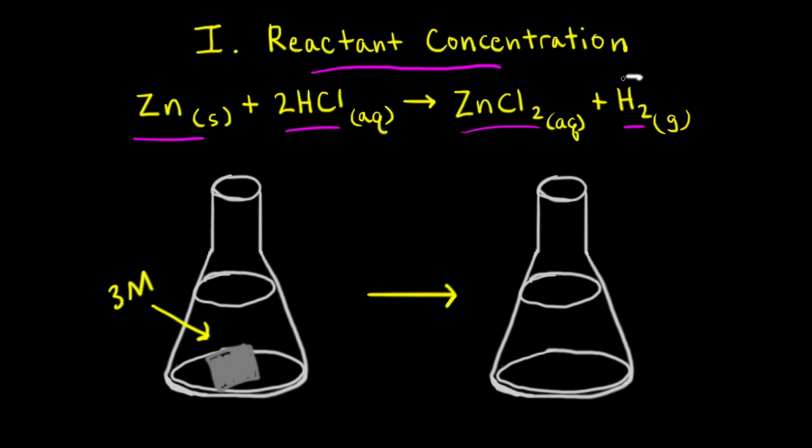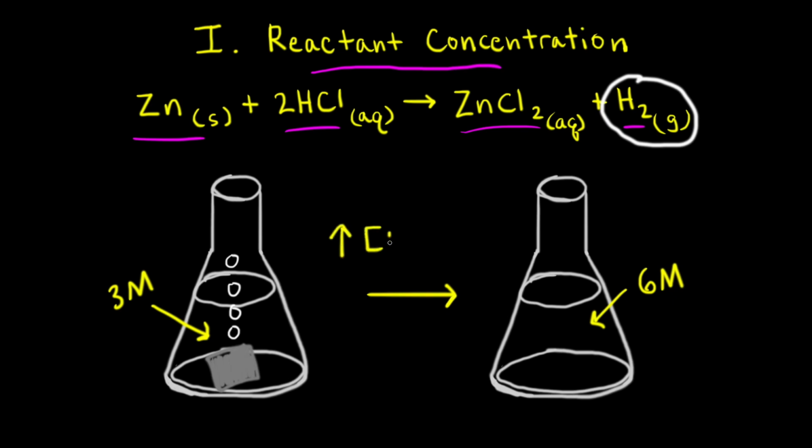As the reaction proceeds, hydrogen gas is formed. So we could monitor the rate of this reaction by observing the amount of hydrogen gas bubbles that are coming out of the flask. Let's say that we repeat the experiment. This time, instead of using 3 molar hydrochloric acid, we're going to use 6 molar hydrochloric acid. So we've increased the concentration of our hydrochloric acid solution.